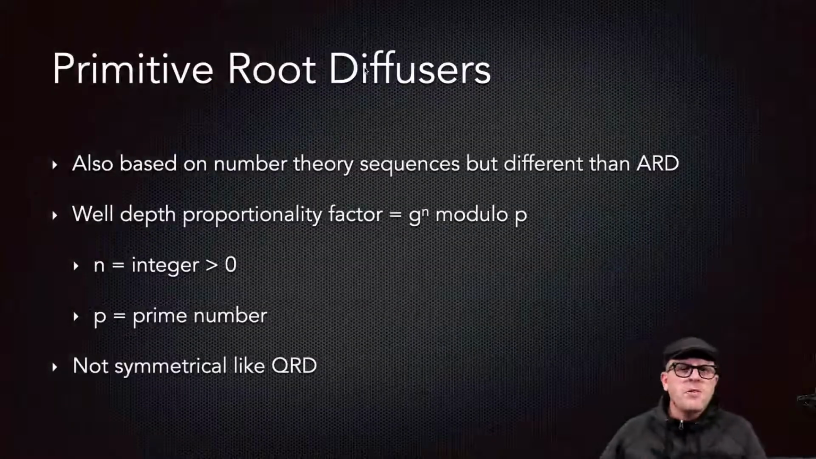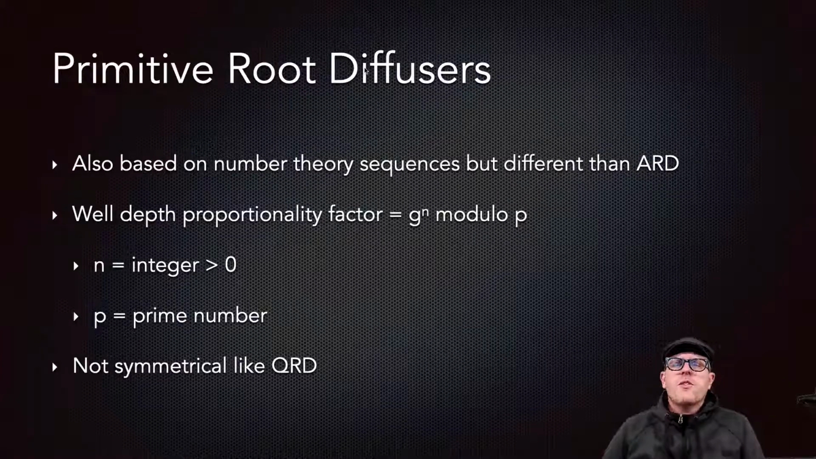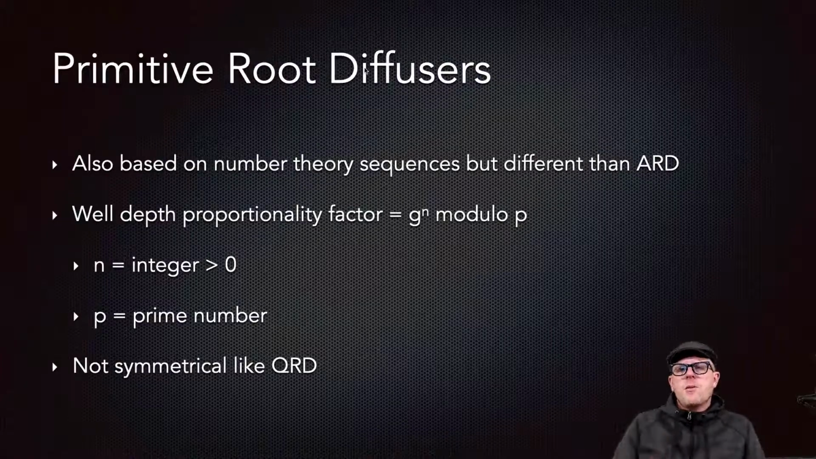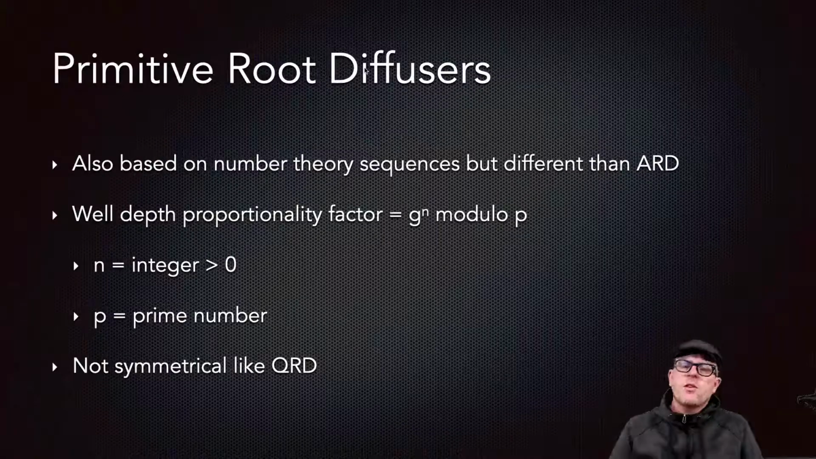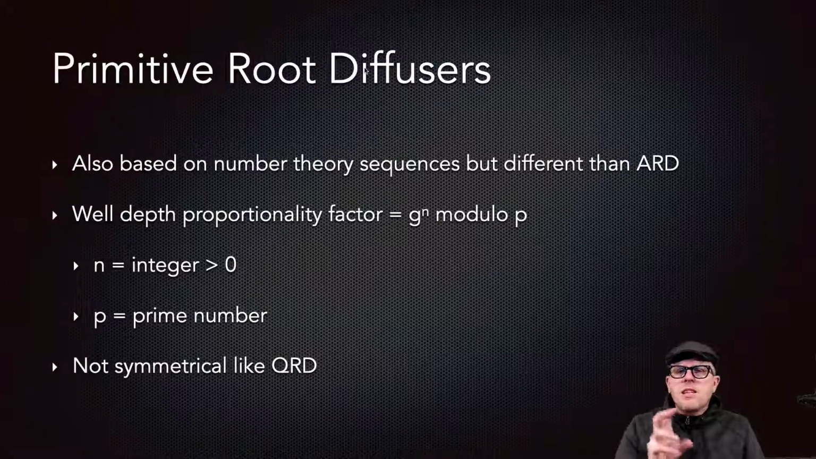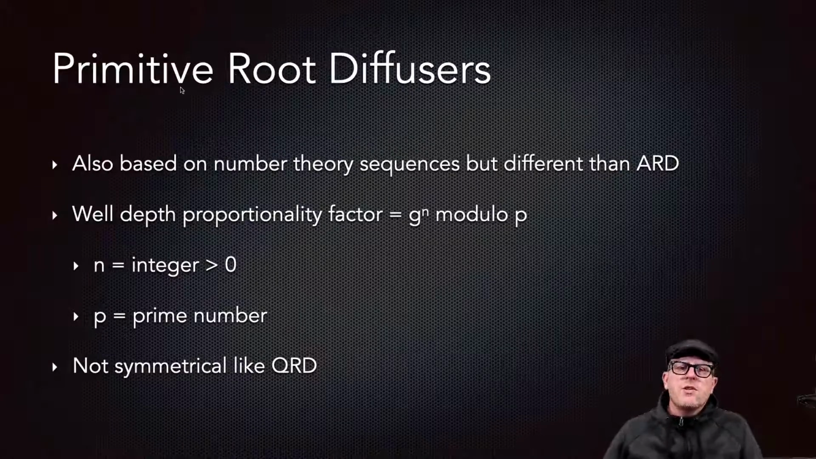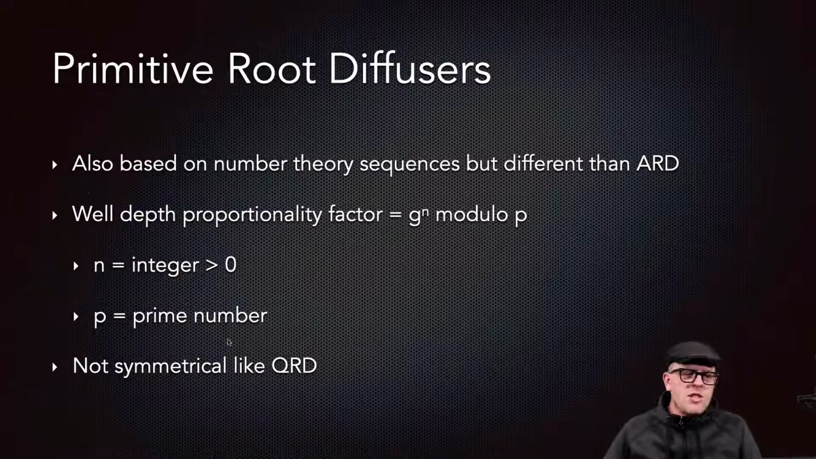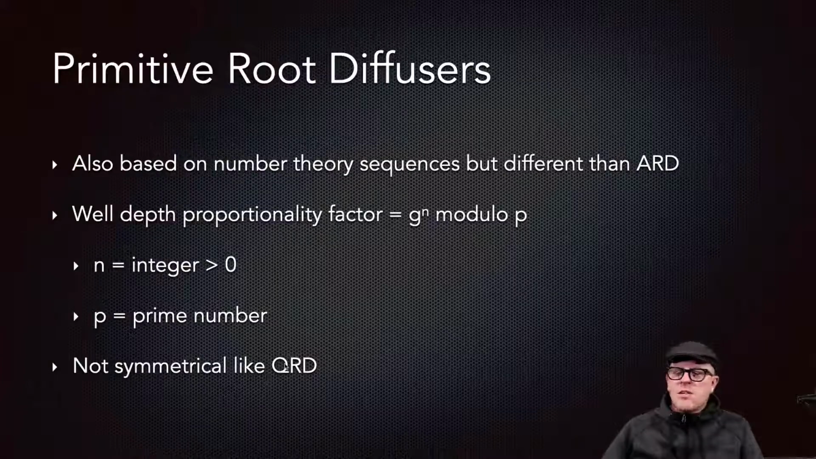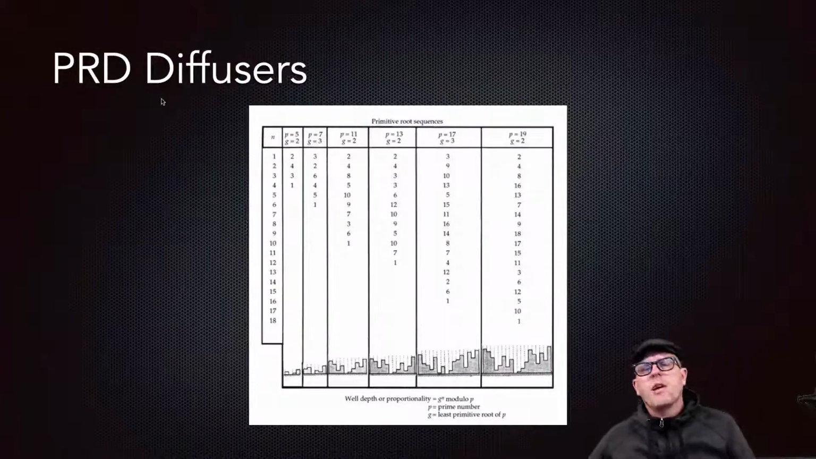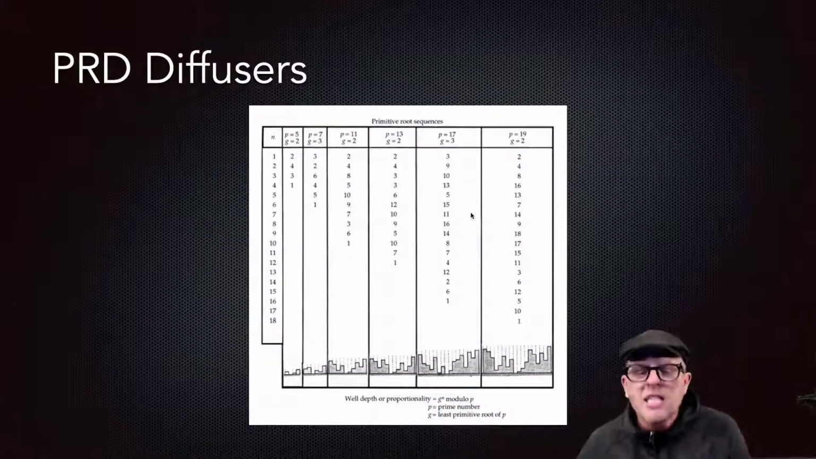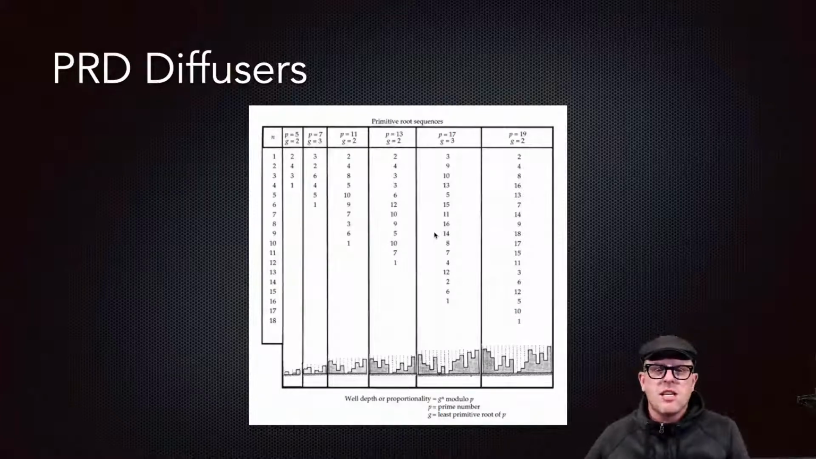So, primitive root diffusers. The first one we were just talking about is what's called quadratic residue diffusers. There's another number theory sequence we can do, called primitive root diffusers. Primitive root diffusers use a different algorithm to do this. Again, this is just the basic description of how this works. It's not symmetrical like a QRD. This is what we call PRD diffusers right here. And you don't see these ones very often.